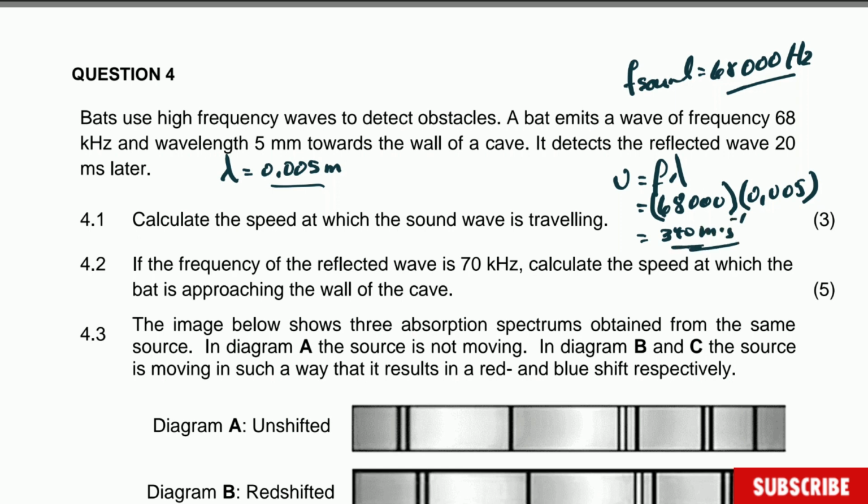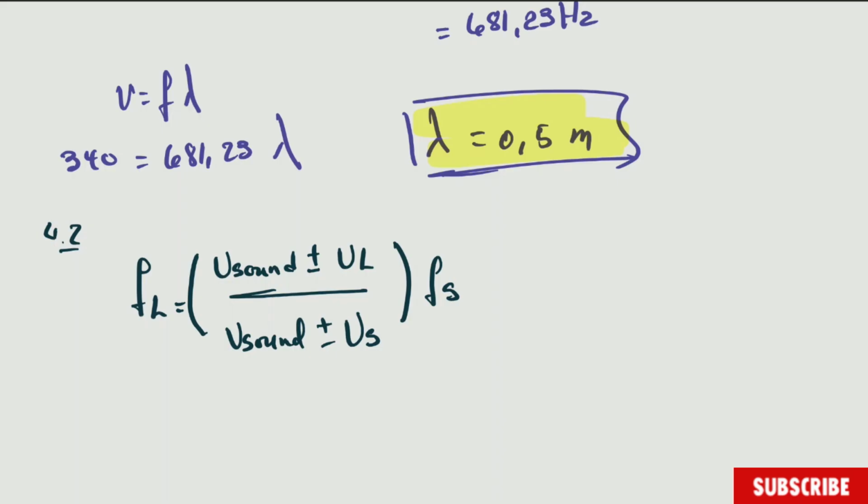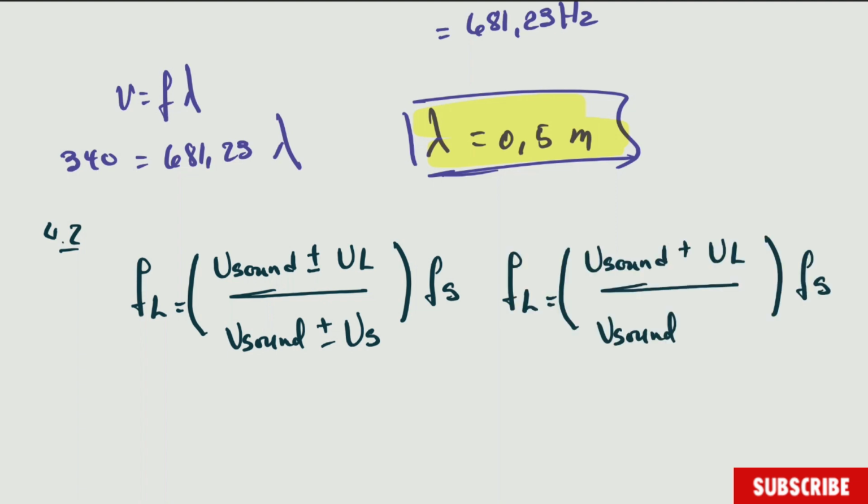Very simple. If the frequency of the reflected wave is 70 kilohertz, calculate the speed at which the bat is approaching the wall of the cave. And now here, once more, we are going to use the Doppler effect formula. Now, remember, in this case, the story changes because the bat is the source, but eventually becomes the listener because the sound is being reflected on the wall. So when you rearrange this formula, it becomes this way. The velocity of the source is 0 because it is the wall at this point. It's a very interesting question here.